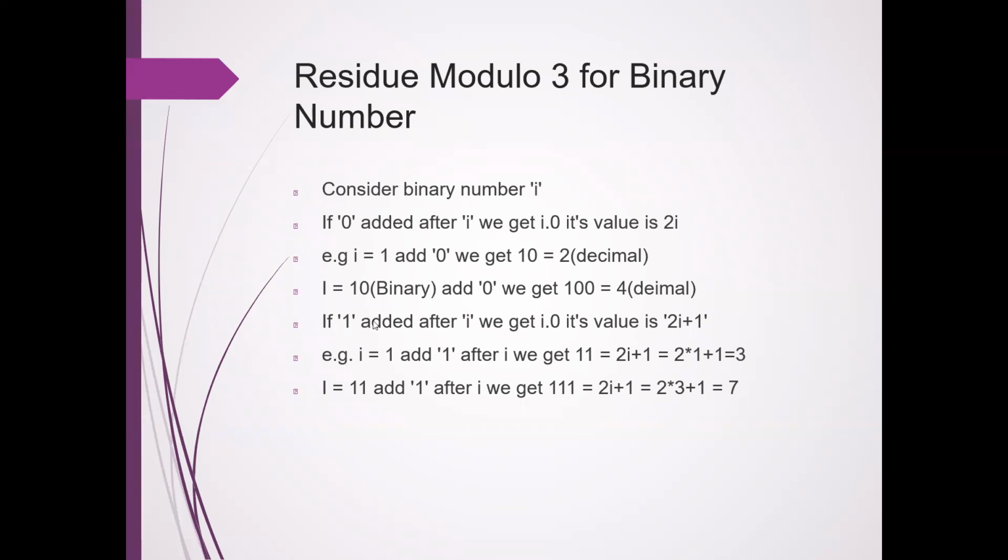And if you add 1 after the binary number, then it is observed that the value which you will get is nothing but 2i plus 1. For example, if it is 1 and you add 1 to it, you will get 11, which is 3 in decimal equivalent. So it is 2 into I plus 1. If it is 11, again it is 3. If you add 1 to it, what will we get? 111, which is nothing but 2i plus 1. So it is 7.